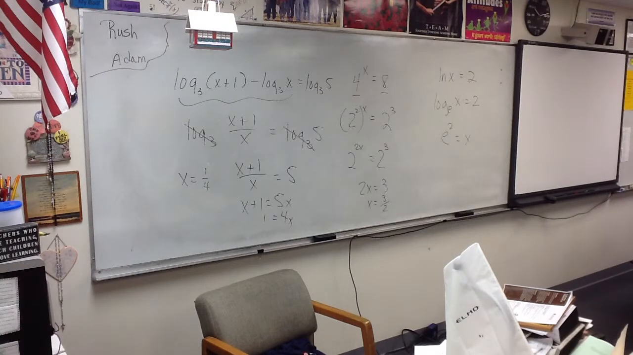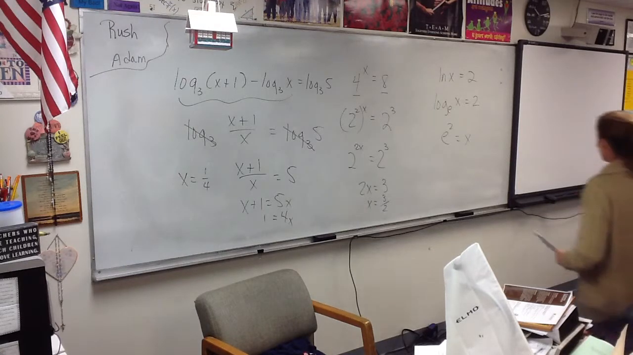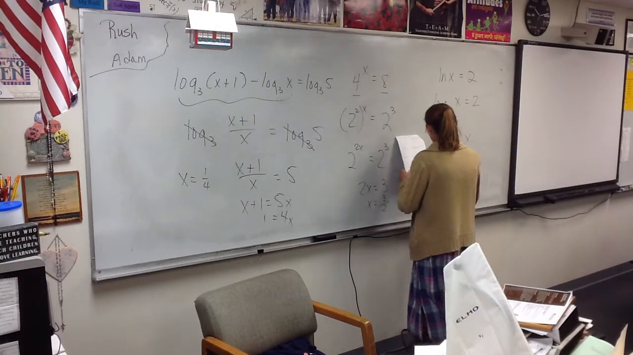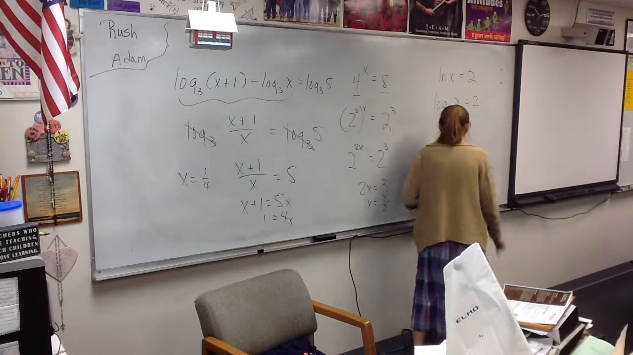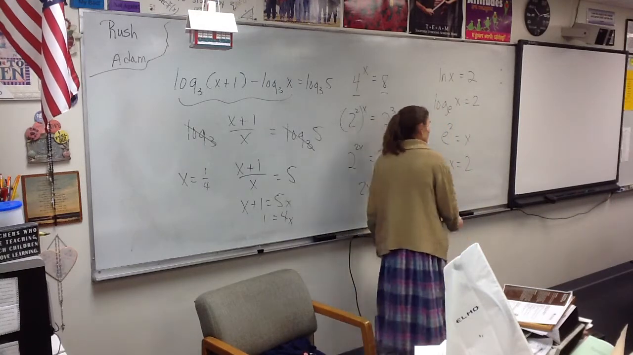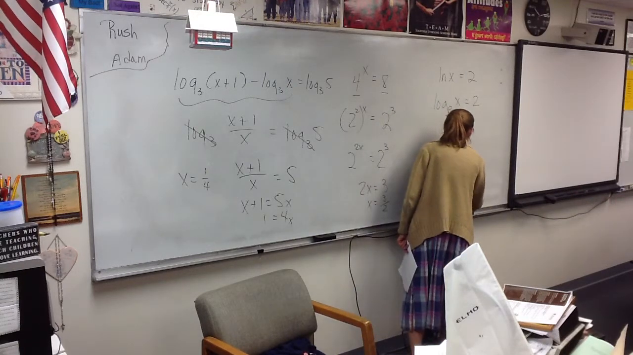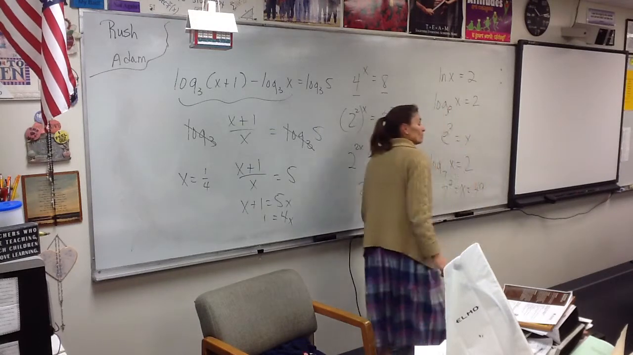Okay. The very last one. Paige, this is a no-brainer, I think, for you. Tell me how to solve that. It's 7 squared equals x. You are exactly right. So we will put 49 down.